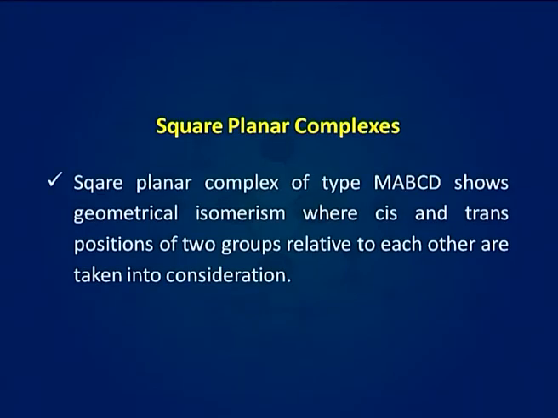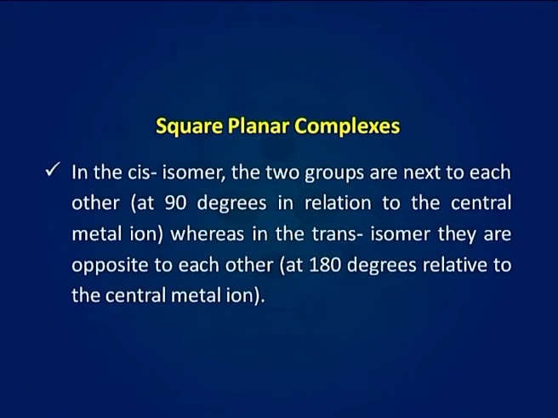A square planar complex of the type M(A)(B)(C)(D) shows geometrical isomerism where cis and trans positions of two groups relative to each other are taken into consideration. In the cis isomer, the two groups are next to each other, that is at 90 degrees in relation to the central metal ion, whereas in the trans isomer they are opposite to each other, that is at 180 degrees relative to the central metal ion.